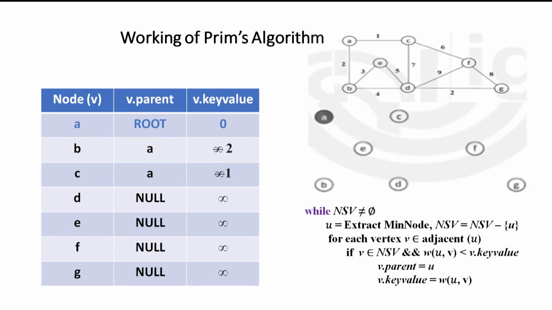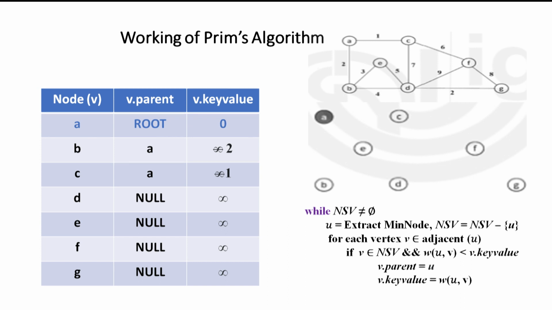Thereafter we select the first node, that is A. So A is selected, it becomes the root and its value is 0. Then we see in the graph which other nodes are reachable from A. So in this particular graph we can see that from A, C is reachable, as well as vertex B is reachable.